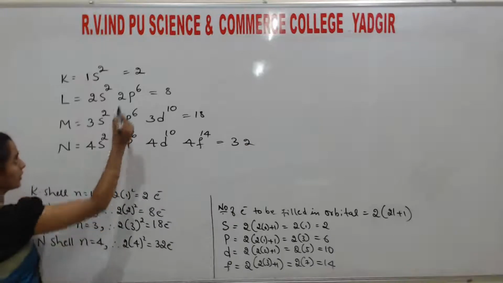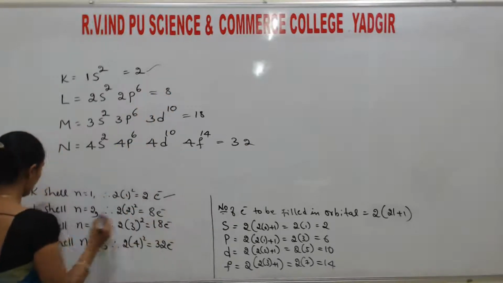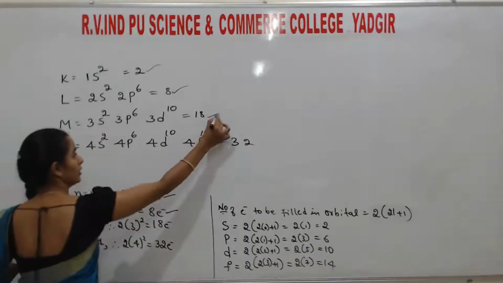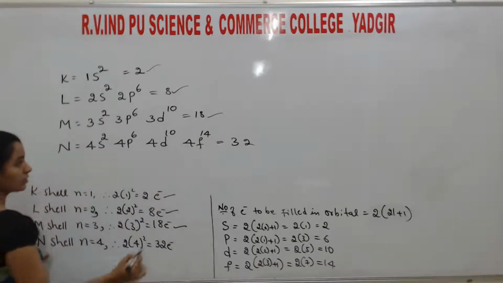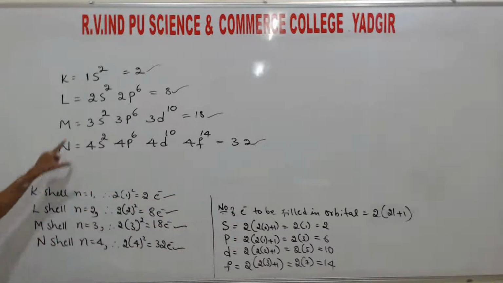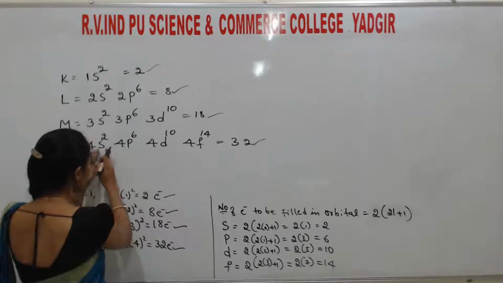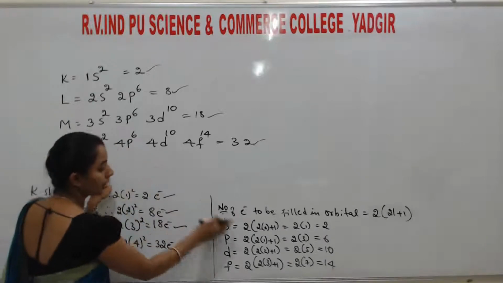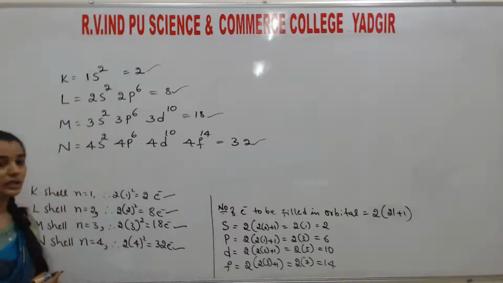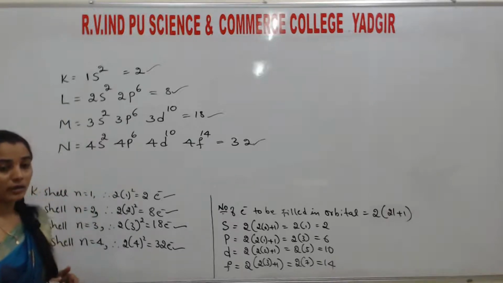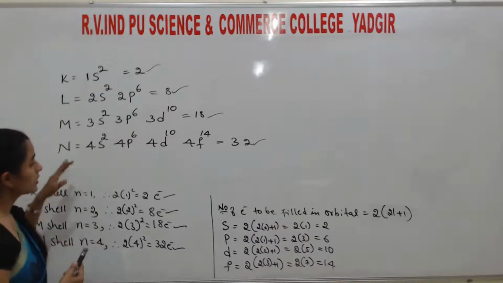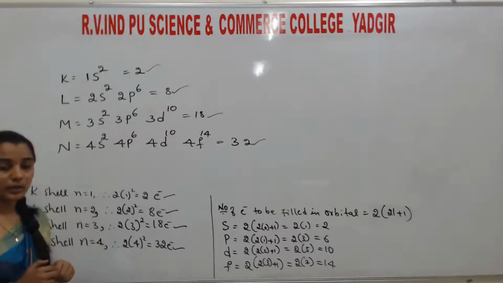What I wrote here, for K shell 2 electrons, for L shell 8 electrons, for M shell 18 electrons, and N shell 32 electrons. Okay, so in the orbital you assume this, the number of electrons filling up are divided according to the orbitals. Okay, so this is the relation between the orbit and the orbital. Okay, students, I hope you understood what is orbit and what is orbital.